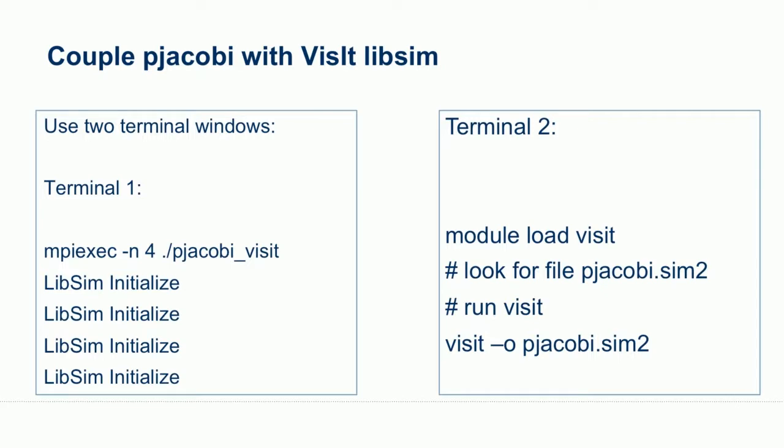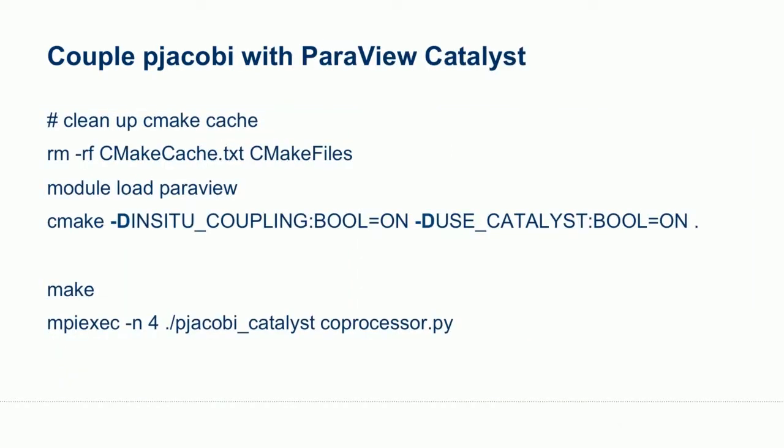So we're going to need two windows to do this. On the first terminal, run mpiexec -n with the name of the executable, and we're going to see for each task the message libsim initialize. On a second terminal window, module load visit again, and the file created is exactly this, pjacobi.sim2. This is five lines of information, which you load into VisIt using the standard -o flag. We need to add a slide with the content of this file for the next time.